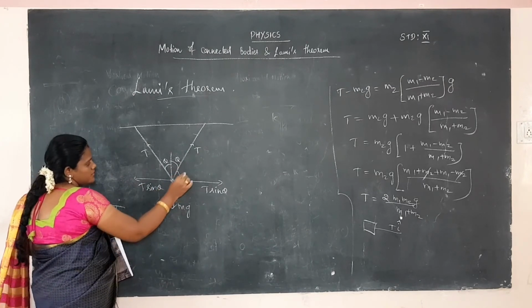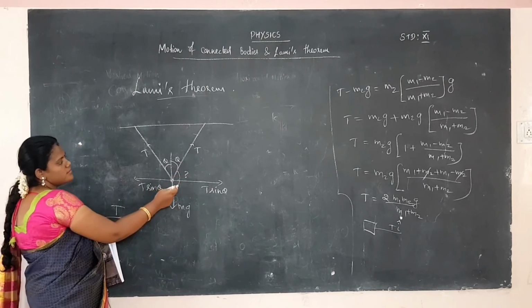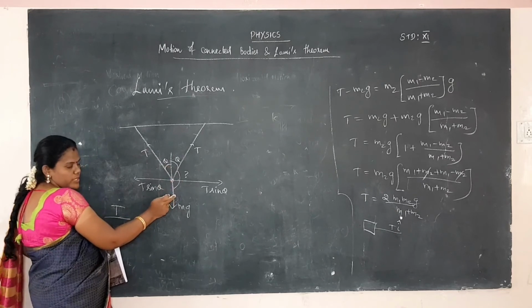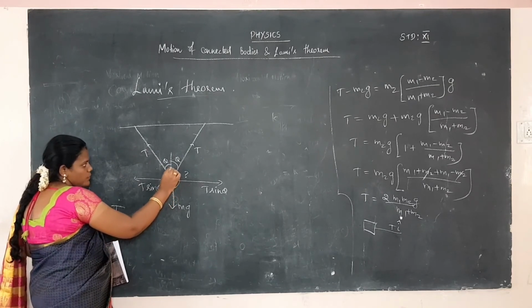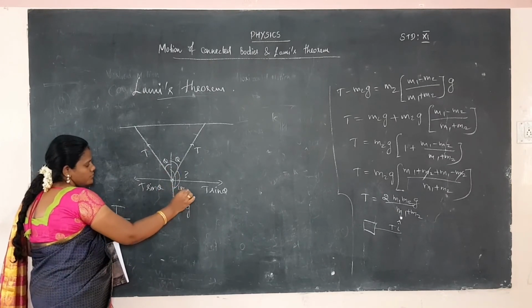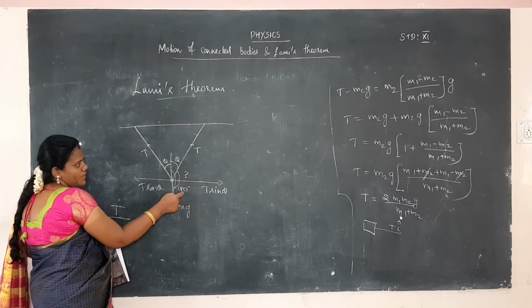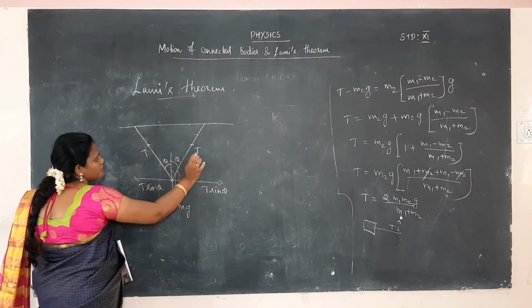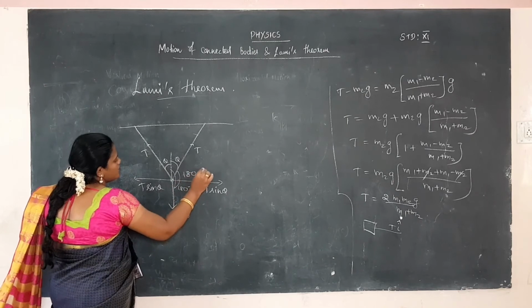What is the angle? How to calculate this angle? The total angle is 180 degrees. We want this angle, so 180 minus theta is the answer. So 180 minus theta is the angle.